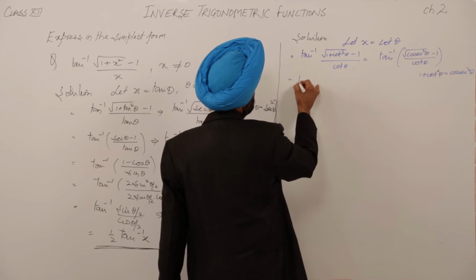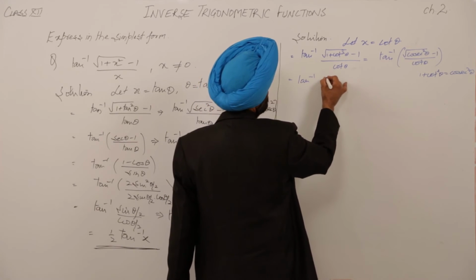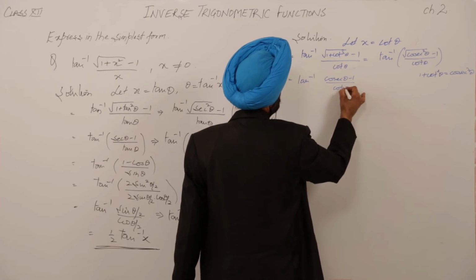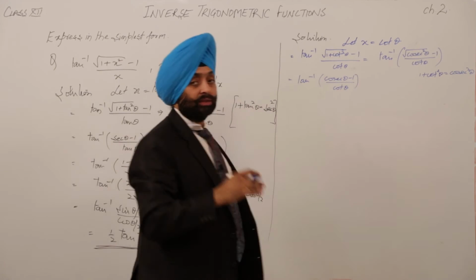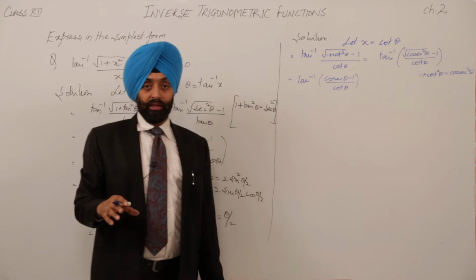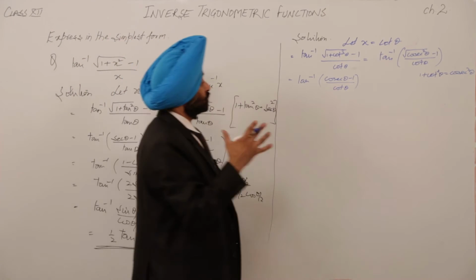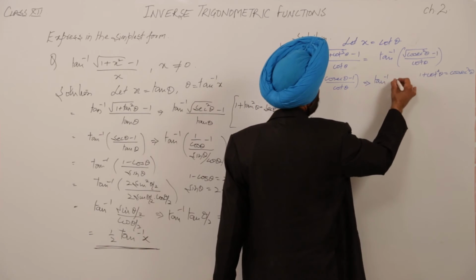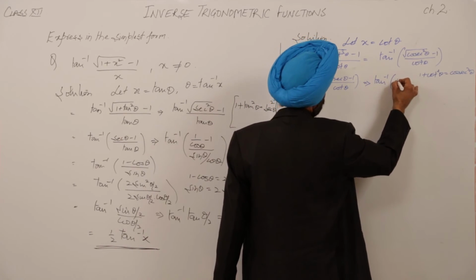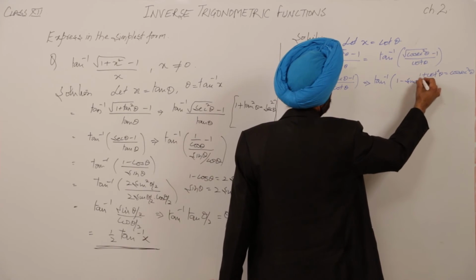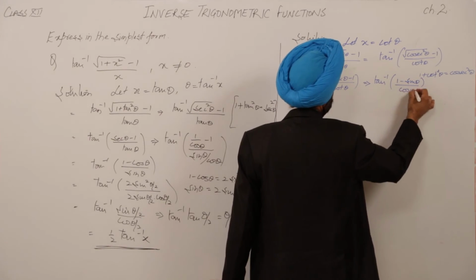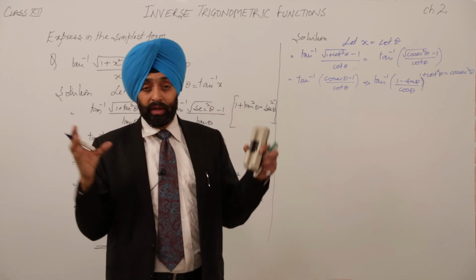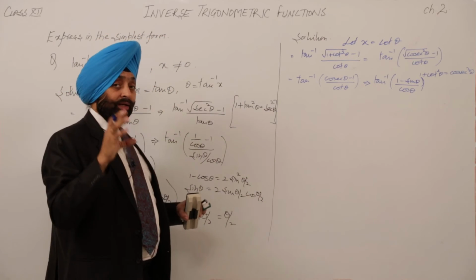So the question converts to tan inverse of cosecant theta minus 1 upon cot theta. Now what is cosecant theta? It is 1 upon sin theta. What is cot theta? It is cos theta upon sin theta. So what is the result? We are left with tan inverse, in the bracket, 1 minus sin theta upon cos theta.